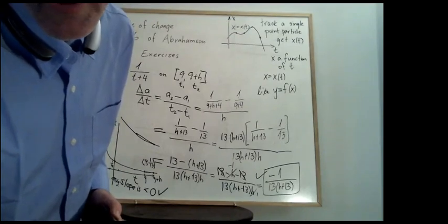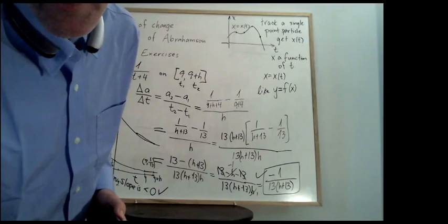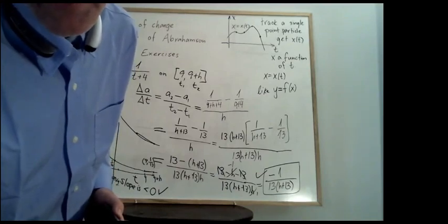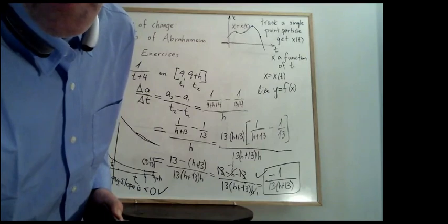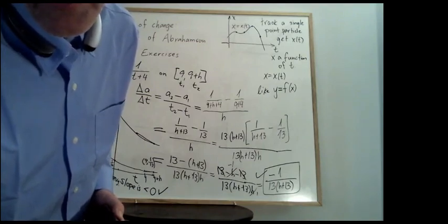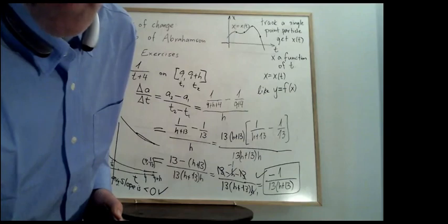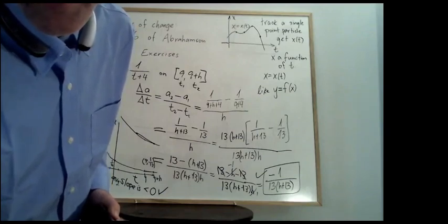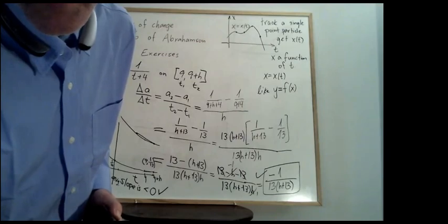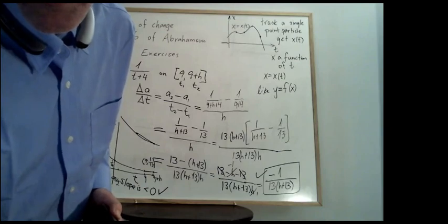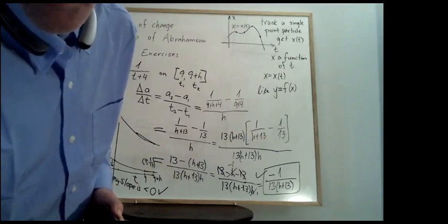All right, and then you can estimate graphically. So number 16 or 17 says estimate the average rate of change of that graph from x equals 2 to x equals 5. Okay, we could do that one.